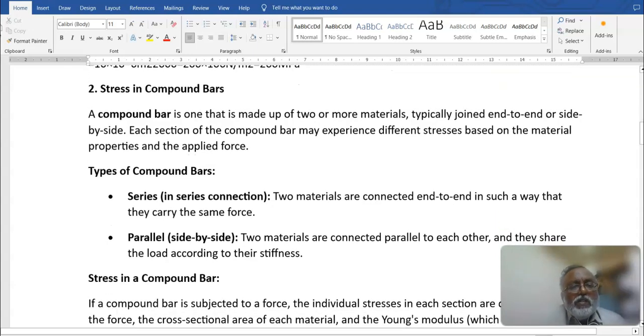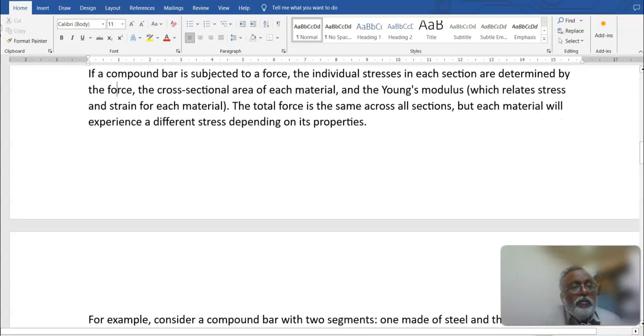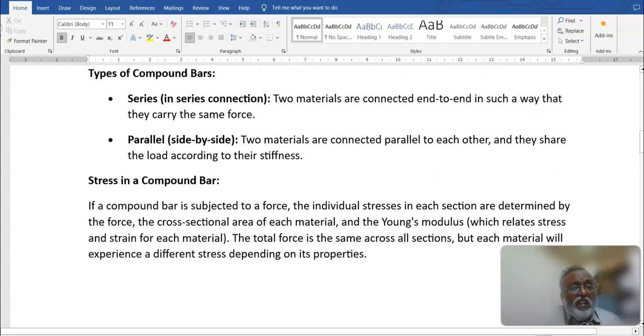Then stresses in compound bars. A compound bar is one that is made up of two or more materials, typically joined end to end or side by side. Each section of the compound bar may experience different stresses based on the material properties and the applied force. Types of compound bars are series connection and parallel connection. In series, two materials are connected end to end and carry the same force; in parallel, they are side by side.